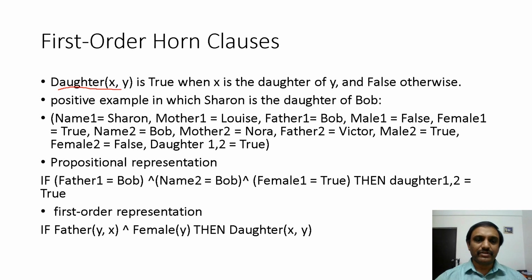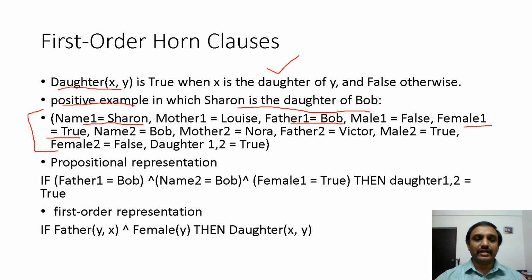Consider one target concept, daughter of x, y. It is true when x is the daughter of y, otherwise it is false. How do we come to that conclusion? Consider the person's data described by attributes name, father, mother, male, female, etc. See this data. Name one is Sharan and Sharan is female. That means female one is true. Here, father one we are taking as Bal. So by considering these three, we can conclude Sharan is the daughter of Bal. So that becomes a positive example.